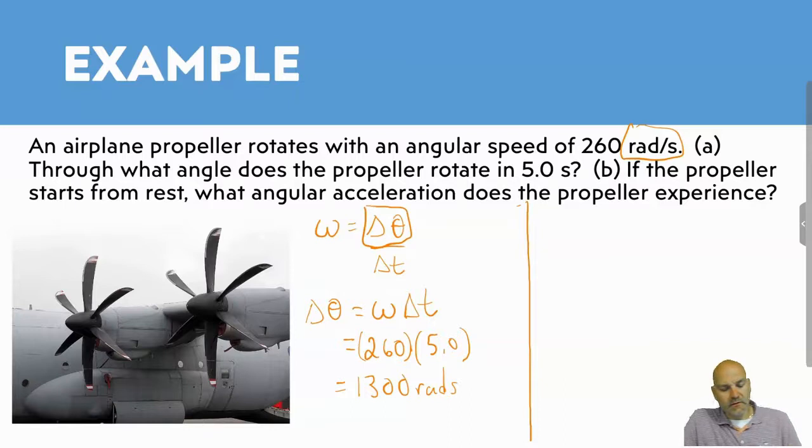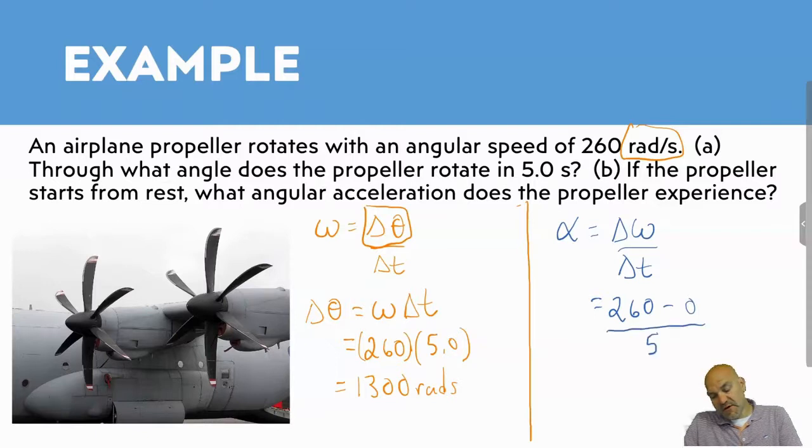Now, if it starts from rest, what angular acceleration does the propeller experience? We say alpha equals delta omega over delta t. We don't have to do any solving here, since it's already solved for what we're looking for. So we say 260 minus 0 over 5. It starts from rest, 0, and goes to 260 radians per second. All we're going to do is divide 260 by 5, and this is going to be 52 radians per second squared.